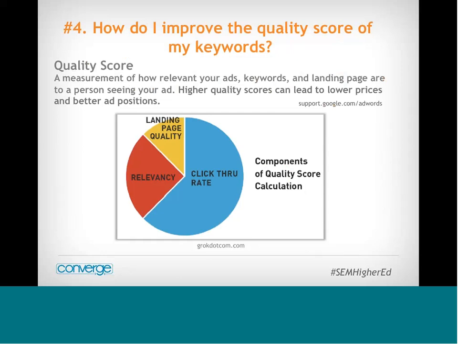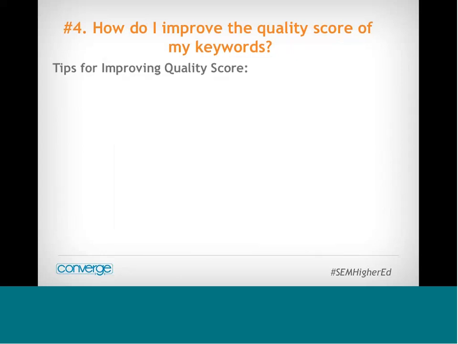You'll see that the click-through rate is the biggest factor when it comes to quality score, followed by the relevancy of your keywords and ads to your landing page, then the quality of your landing page. So how do you improve quality score?